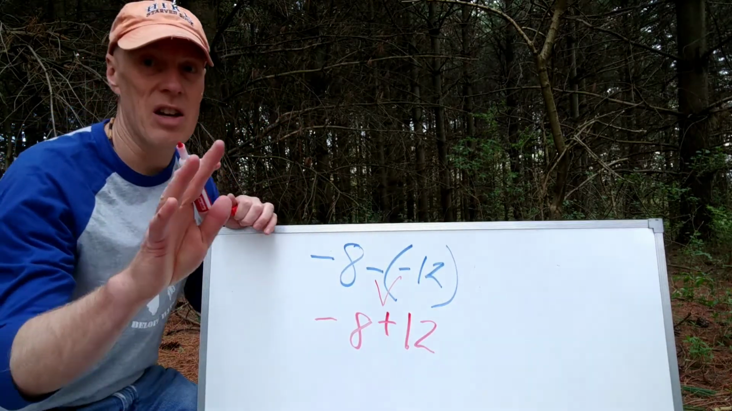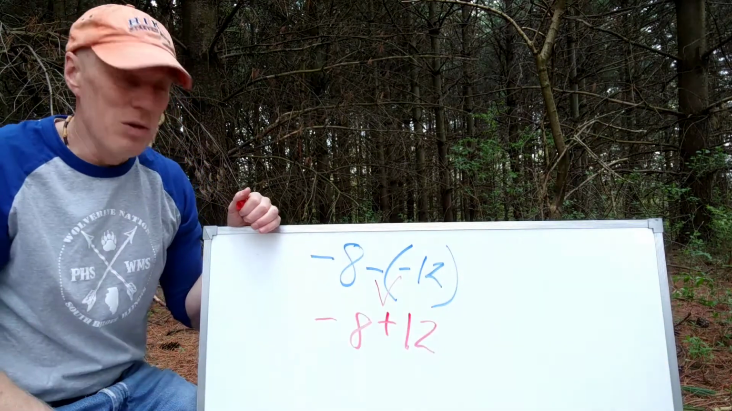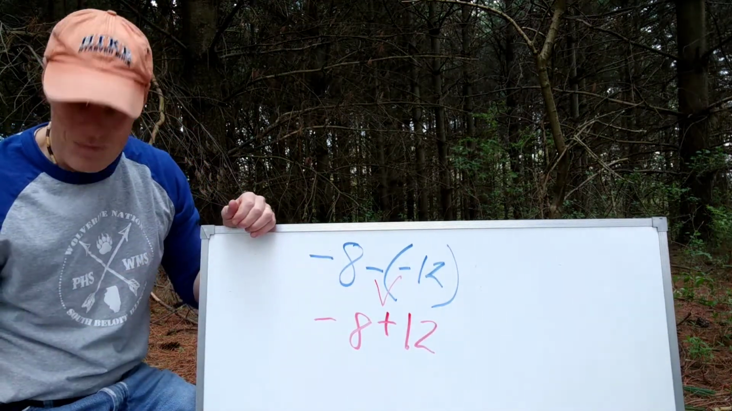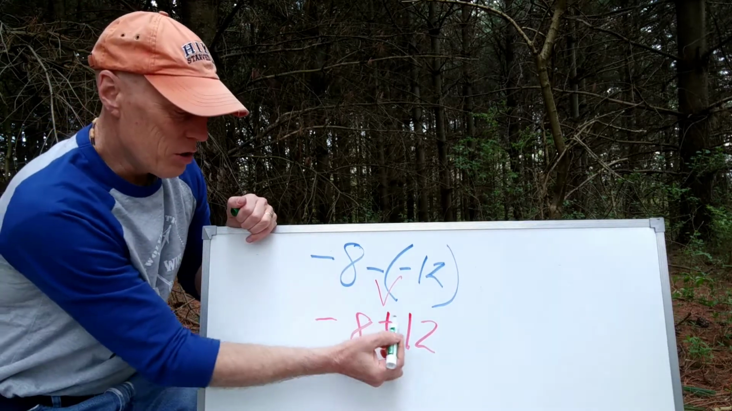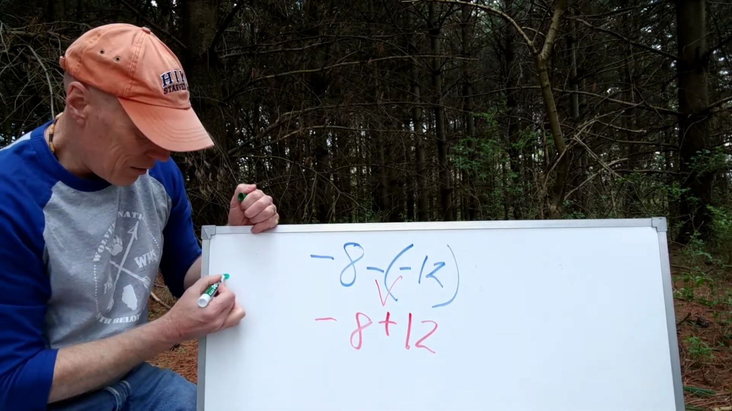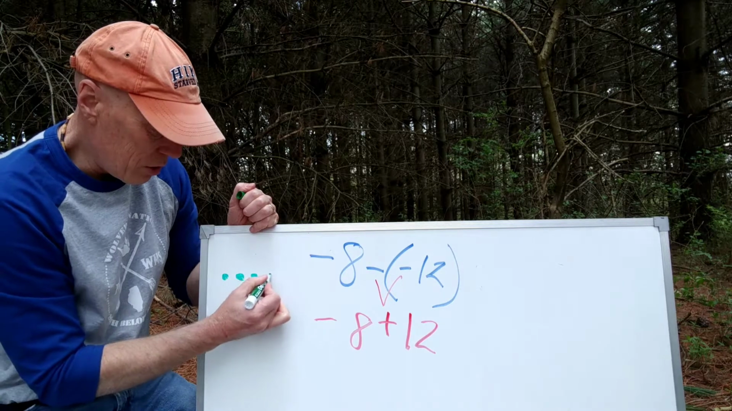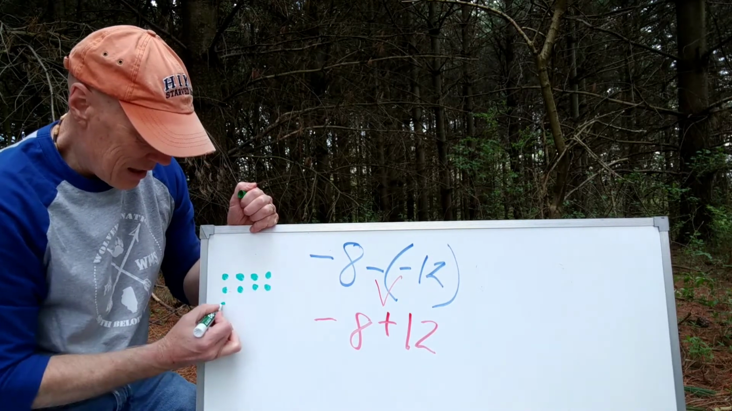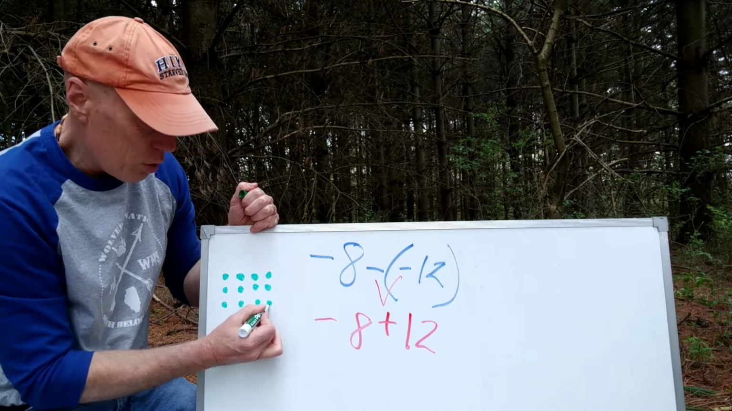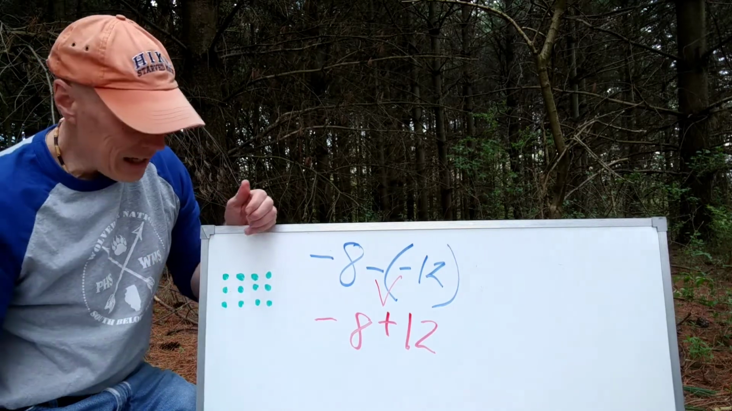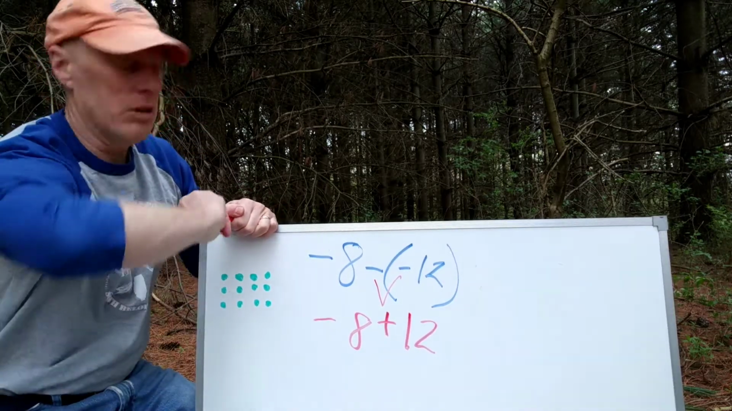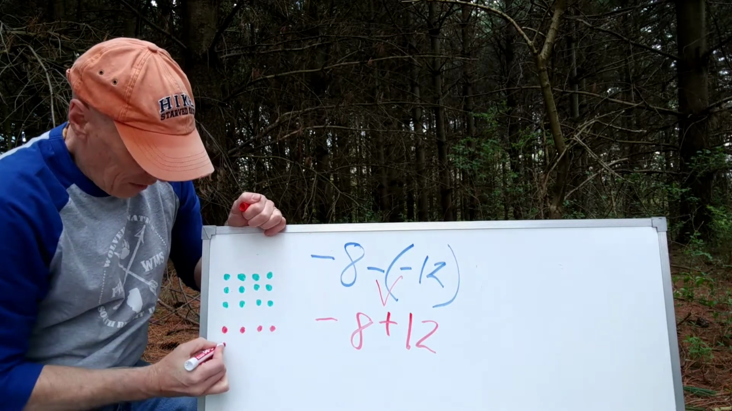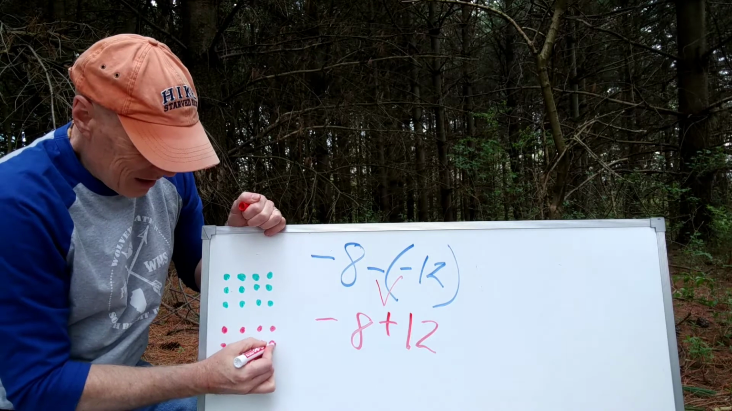Because some of you, and this time I'm not going to use a number line, I'm going to actually use the colored tiles. There's positive 12. Positives were green. 1, 2, 3, 4, 5, 6, 7, 8, 9, 10, 11, 12. And there's 8 negatives. I'll use the red for those. 1, 2, 3, 4, 5, 6, 7, 8.